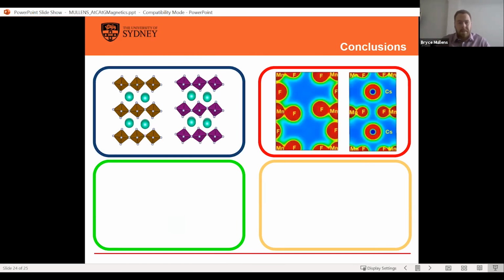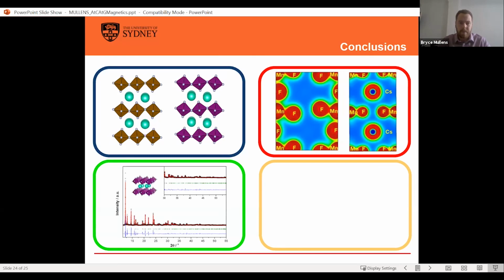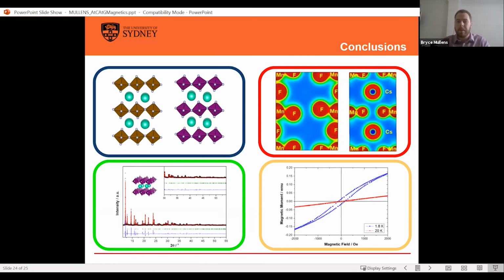With our computational studies, we looked at ground state DFT calculations to see that all of our magnetism was confined within the planes of the perovskites themselves. There was no kind of interaction between the cesium atom and the perovskite layers. We were able to synthesize this with very high purity using a simple co-precipitation method. And then we were also able to measure the hysteresis loops of these, which we could observe at below 20 Kelvin. So I'll pop my email down the bottom there.